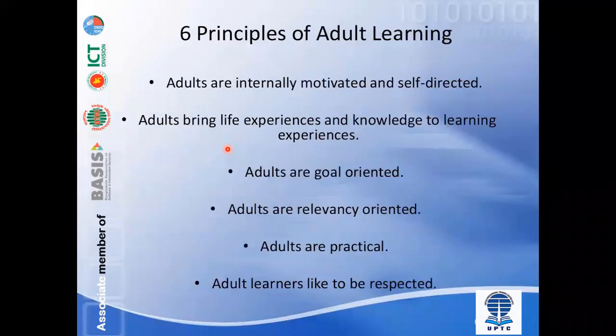The 6 principles of adult learning are as follows. Adults are internally motivated and self-directed. Internally motivated means he has his own purpose before learning anything, and self-directed means if we connect with them logically, then we can direct them or take control over their thinking, so that we can show them which one to focus on and what should be learned for the next term.